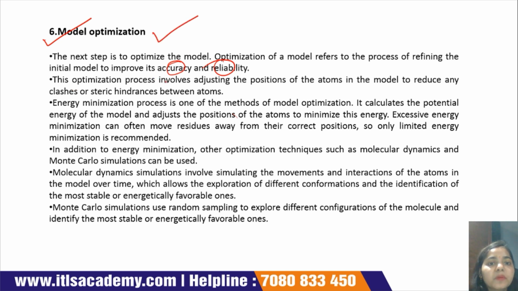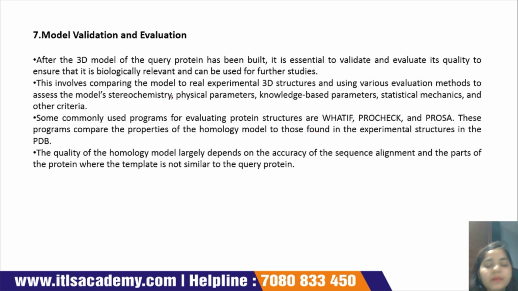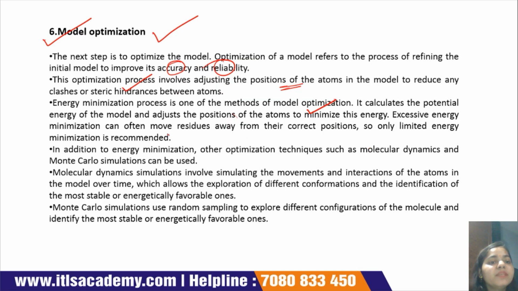This model optimization process adjusts the position of atoms in the model to reduce their clashes and steric hindrance between the molecules. Energy minimization is one of the methods of model optimization. It calculates the potential energy of the model and adjusts the position of atoms to minimize this energy. Excessive energy minimization can often move residues away from the correct position, so only limited energy minimization is recommended.